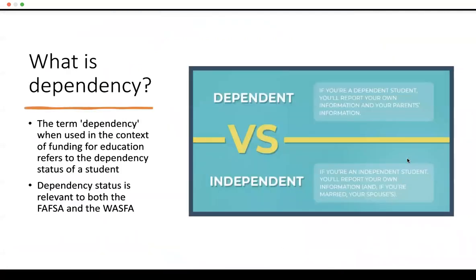So what is dependency? Dependency is a term that's used in the context of funding for education to determine the status of a student. And dependency is relevant to both the FAFSA and WASFA applications. It's really about whose information you are required to report on the FAFSA or WASFA. So that's what we mean when we talk about the word dependency.